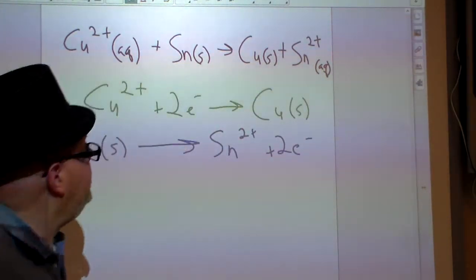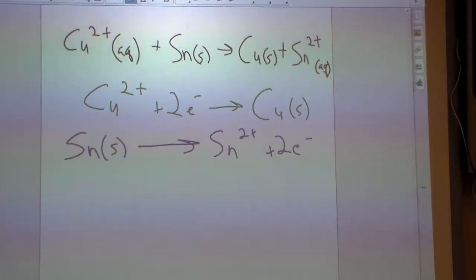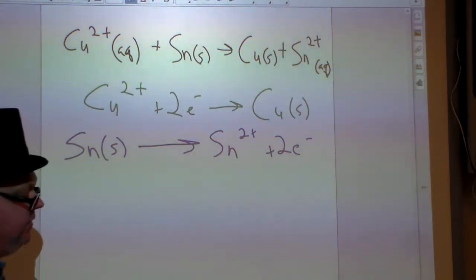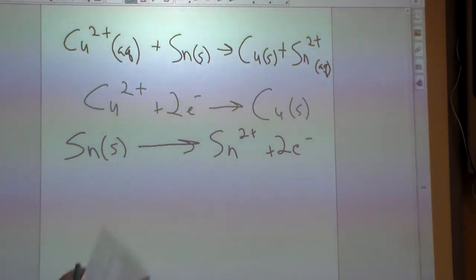We broke them up again. Which one is oxidized? The one that loses the electrons is the one that's oxidized. In this case, it's the tin that loses them, so it's oxidized. And the copper is going to be reduced because it picks up the electrons. Now, let's see what we have for our values. We're going to go back and look up our standard potential.